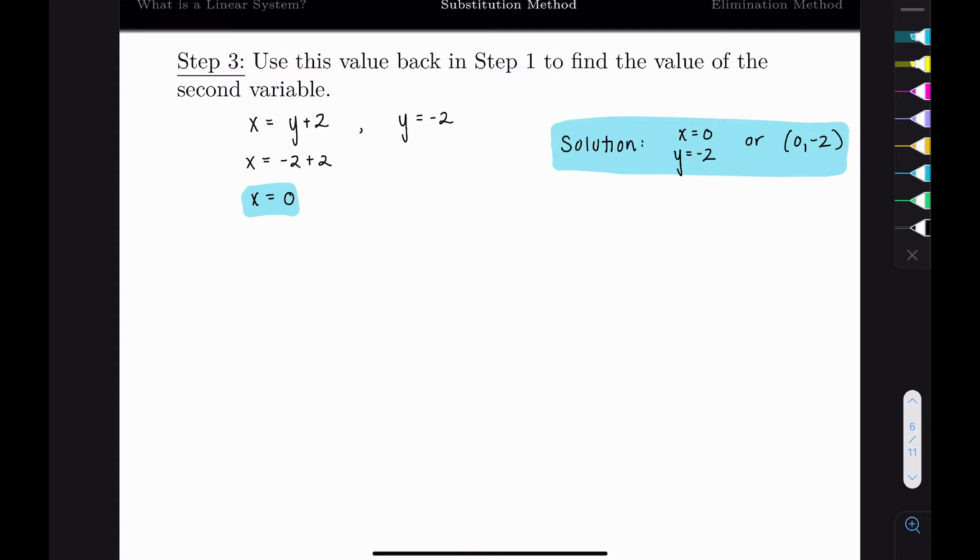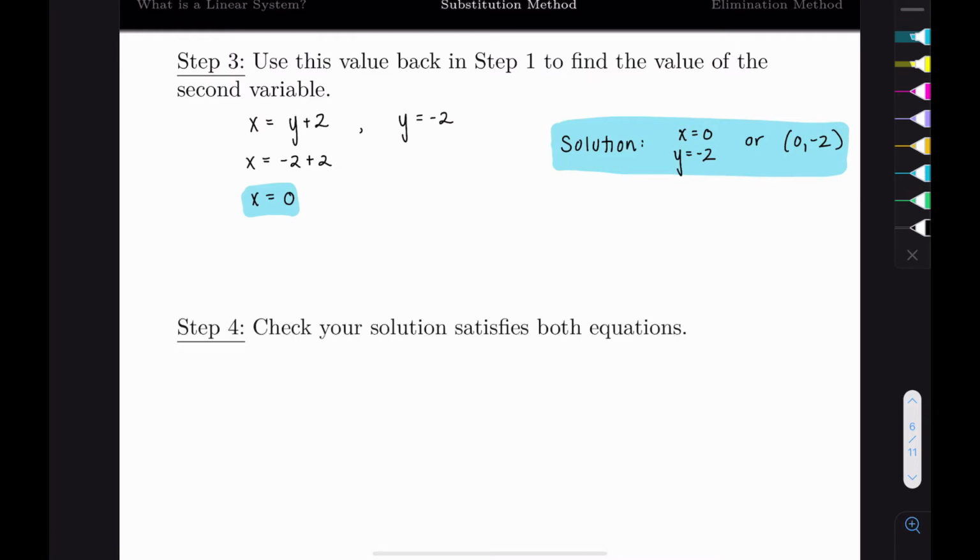One thing we should get in a habit of doing, especially in these kind of circumstances, is if you have time, definitely check that your solution actually works. So we want to check that it does satisfy both equations. And this will just verify we haven't made a mistake. So our first equation was x minus y equals 2. If I plug in our values, x is 0, y is -2, I really should get something that's a true statement.